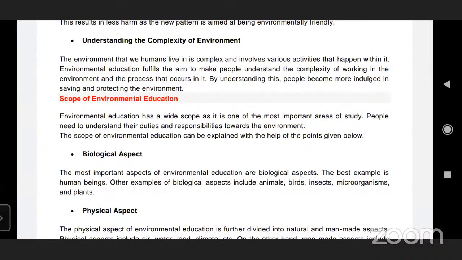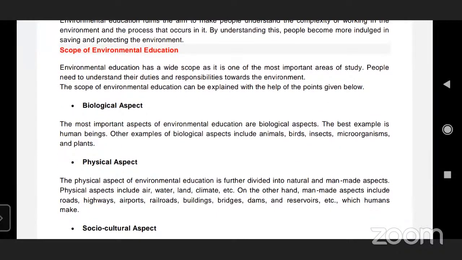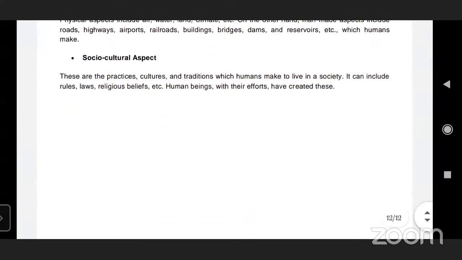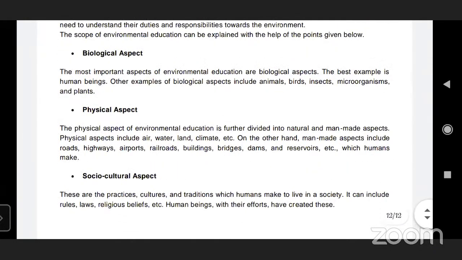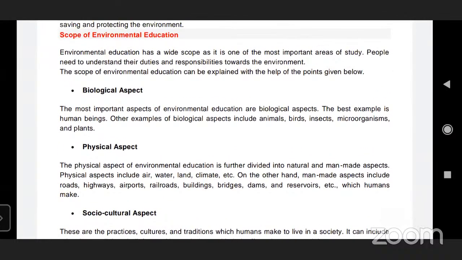The scope of environmental education can be explained in several ways. They are the biological aspect, physical aspect, and socio-cultural aspect, which are the major things. Biological, physical, and socio-cultural aspects. These are the major scope of environmental aspects. Let us see the first one, the biological aspect. The most important aspects of environmental education are biological aspects.